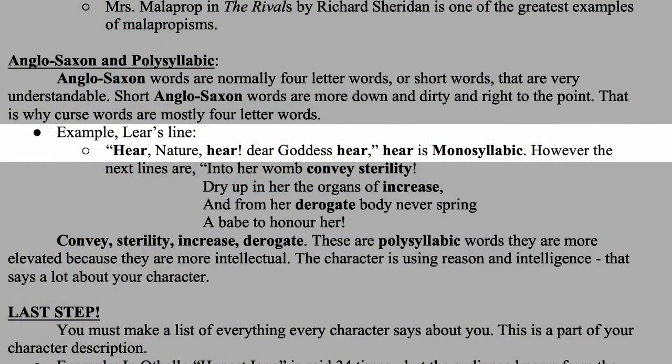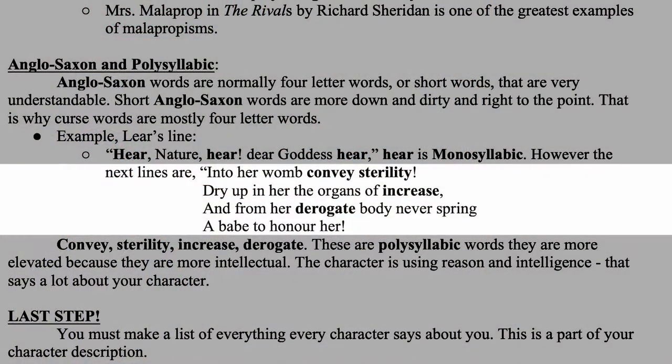And here's an example from King Lear again. The first thing is, "Here, nature, here. Dear goddess, here." Goddess is the only polysyllabic word in that sentence. Here, here, here, they're four letters and they're monosyllabic. The next line, he says, "Into her womb convey sterility, dry up in her organs of increase, and from her derogate body never spring a babe to honor her." Convey, sterility, increase, derogate, these are polysyllabic. He was wrestling with himself, just to get the insult and the curse right because she's hurt him so badly. He needed those words. He started with the Anglo-Saxon and he developed it into the polysyllabic Latins.